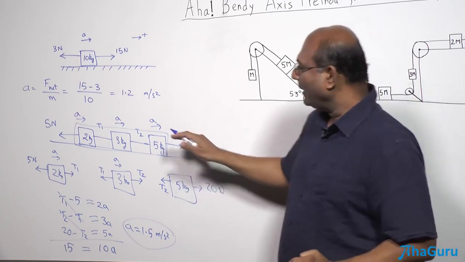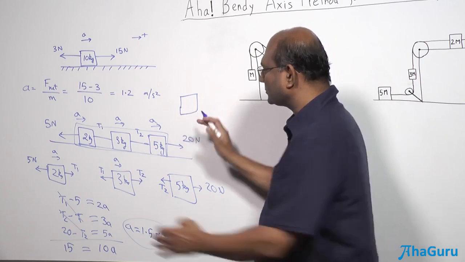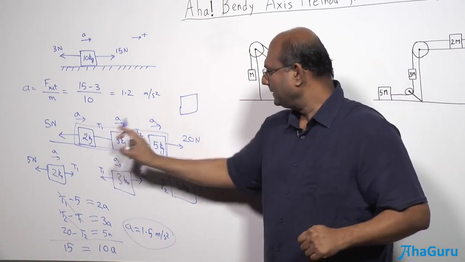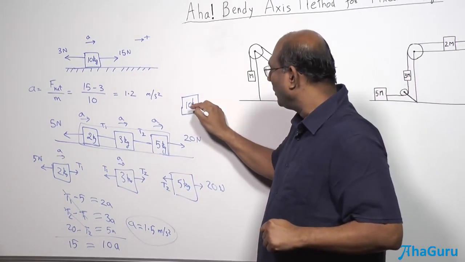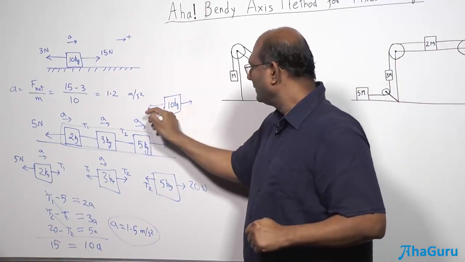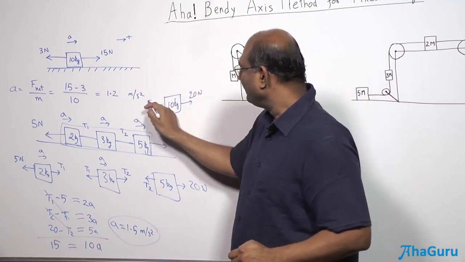It works if you have all the blocks moving together. And so let me say I combine the blocks together. How much would be the mass of the block? 2 kg, 3 kg, 5 kg. So how much? 10 kg. So it's a 10 kg block. I'm going to treat it like a 10 kg block, pulled in both sides. On this side 20 newtons and on that side 5 newtons.